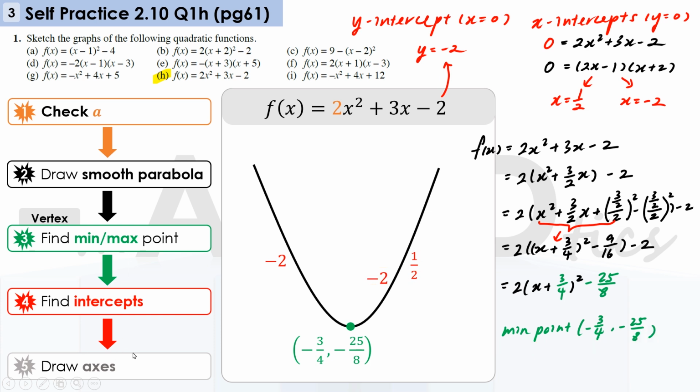And the last step is to draw our axis, and there you have it. This is our quadratic graph.